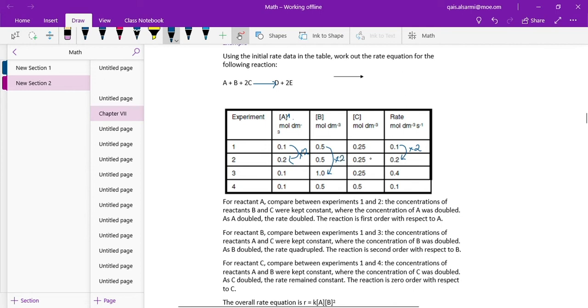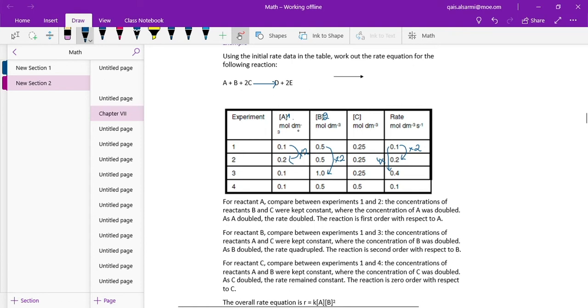C is not changing as well. So if the rate is going to change, that's only because of B. What's happening to the rate in this case? It's multiplied by 4. So basically when B is doubled, the rate is quadrupled, right? Okay, great. So when B is doubled, the rate quadruples. So therefore, the rate order of the reaction with respect to B is second order.